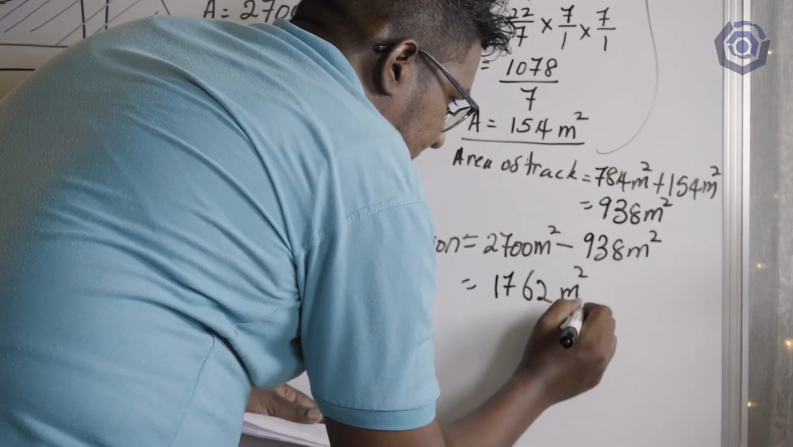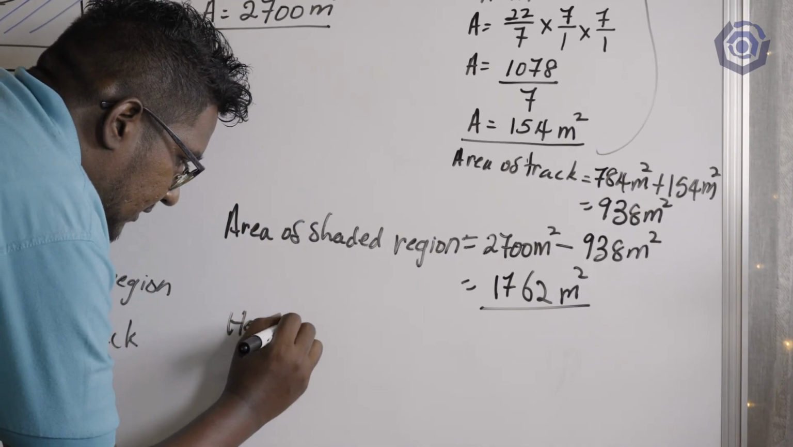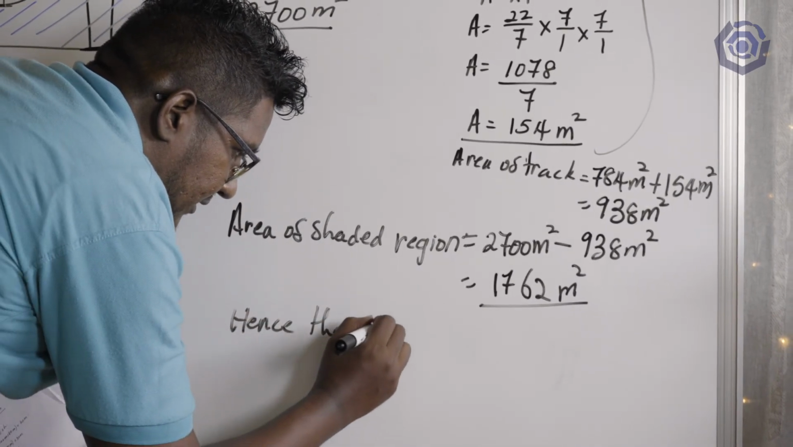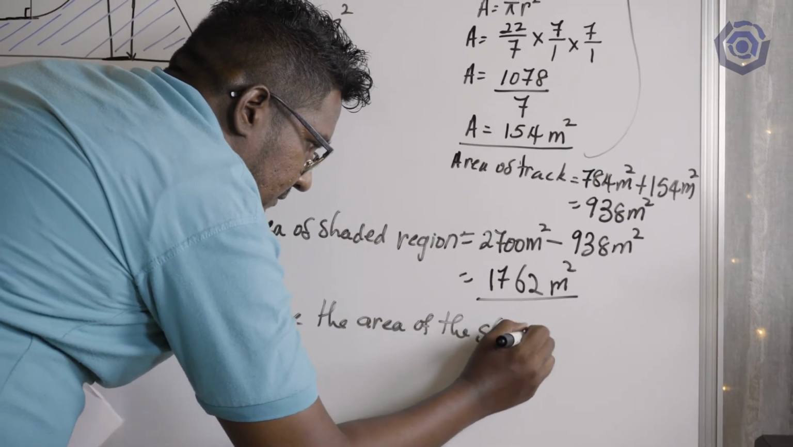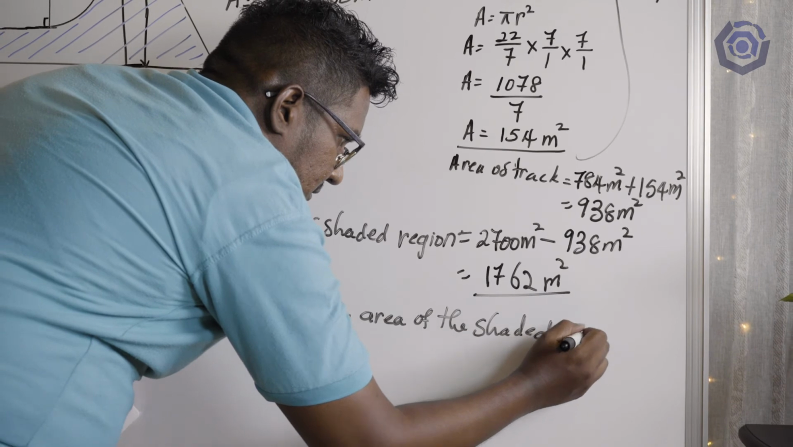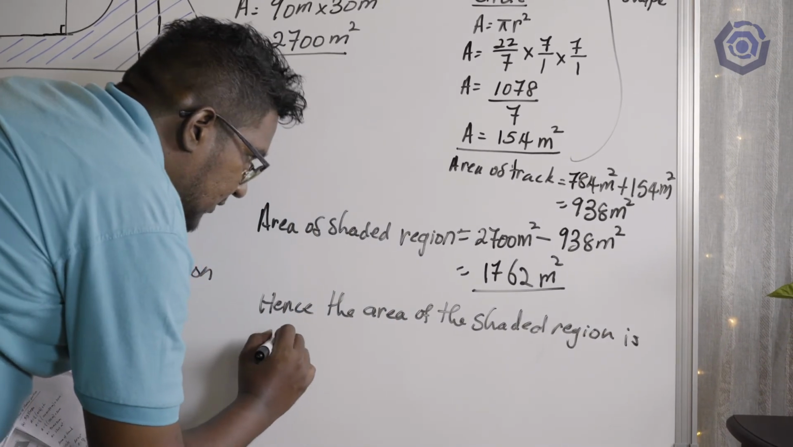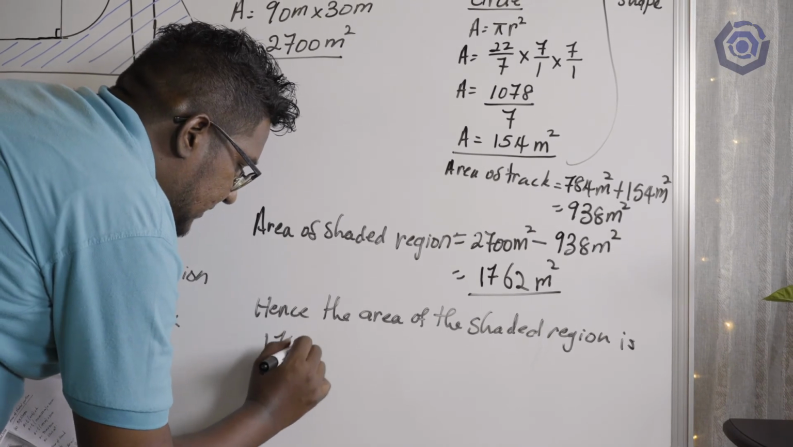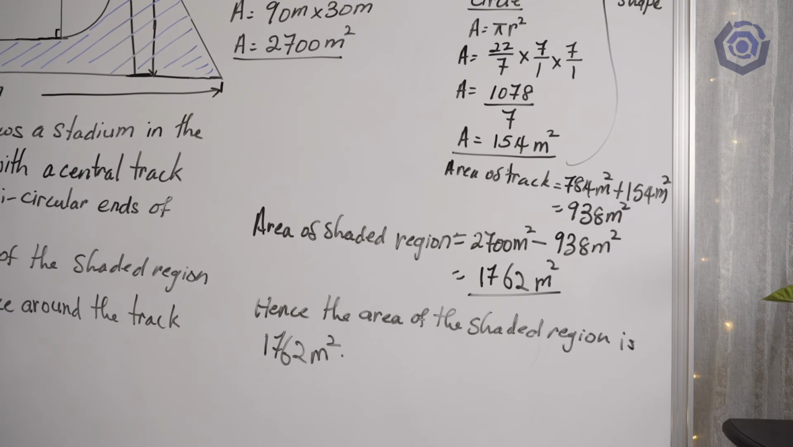1,762 meters squared. Hence, the area of the shaded region is 1,762 meters squared. So then let me go back over this quickly.